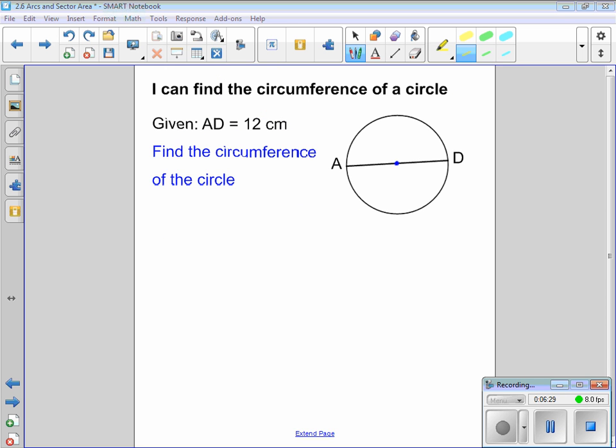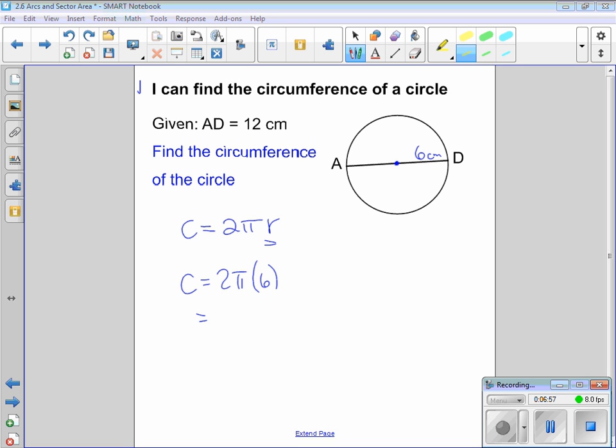Let's look at your note. All right, it says one of your I can statements on your sheet is I can find the circumference of a circle. This is a repeat of previous material, so I'm going to go through this really quick. All right, because it gives me that AD is the 12 centimeters, I know that's the full diameter. So for the circumference, I need to know what the radius is. Okay, so let's go ahead and just plug in the information, calculate what the circumference is.